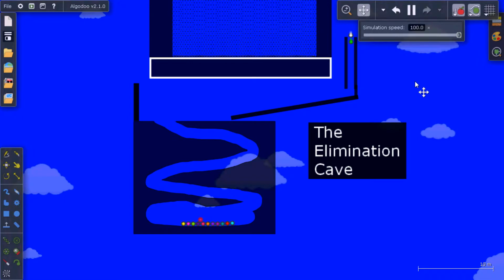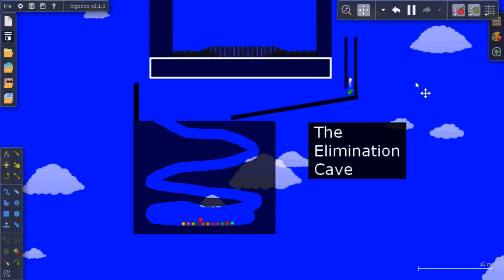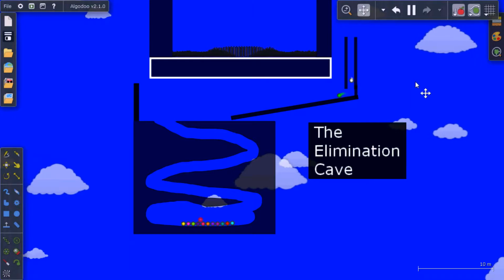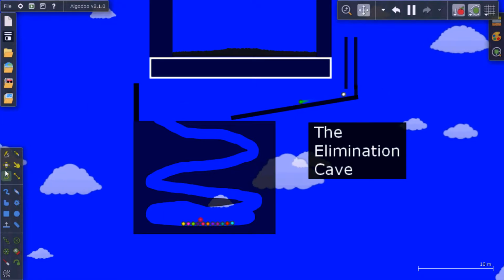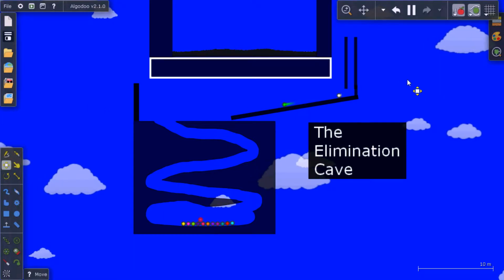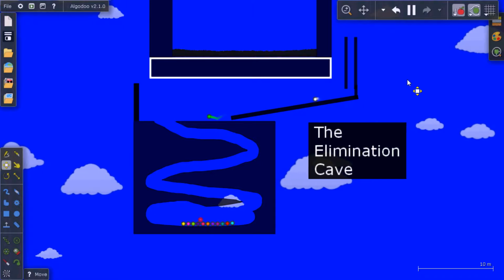As you can see, we have the dump of water ready to destroy the colors in the elimination cave, of course, as I've told you so many times. And with too much water in it, it goes so slow because it's programming how the water is going, and blah, blah, blah.